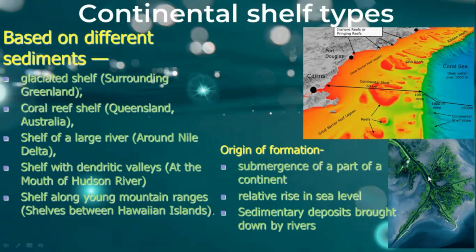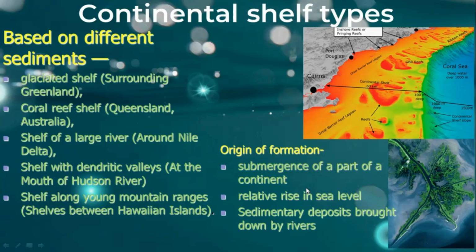If the shelf has some large delta, this is the Nile Delta. If the continental shelf has some dendritic valleys of some rivers, or if along the coast there may be some young mountain ranges. So these are the various types of continental shelves. If there are young mountain ranges, then that will result in some kind of sedimentation, some erosive sedimentation from the mountains, which will be deposited in the continental shelves.